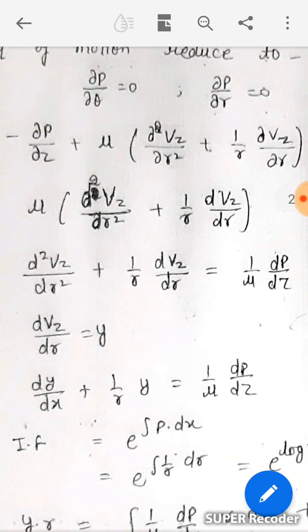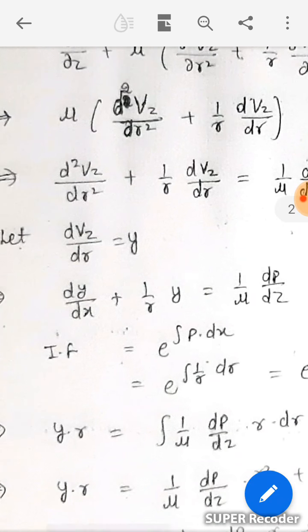So minus delta p by delta z plus mu into delta square Vz by delta r square plus 1 by r delta Vz by delta r is equal to 0. Then this equation 3 becomes d square Vz by dr square plus 1 by r dVz upon dr is equal to 1 upon mu into dp upon dz. If we write dVz upon dr is equal to y, then this equation becomes dy by dr plus 1 by r into y is equal to 1 by mu into dp by dz.